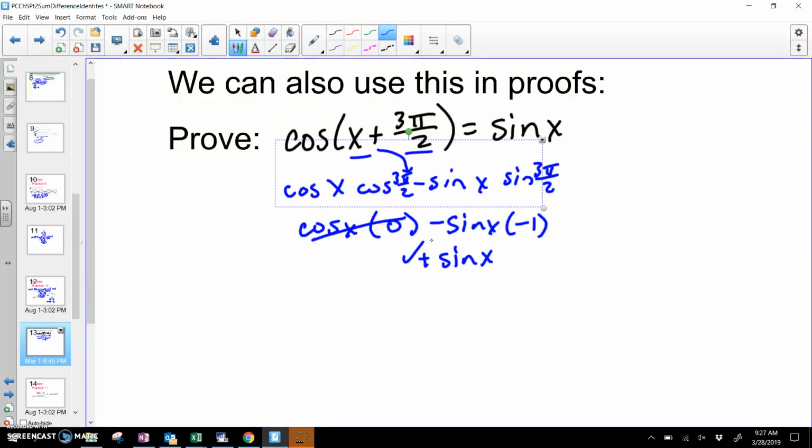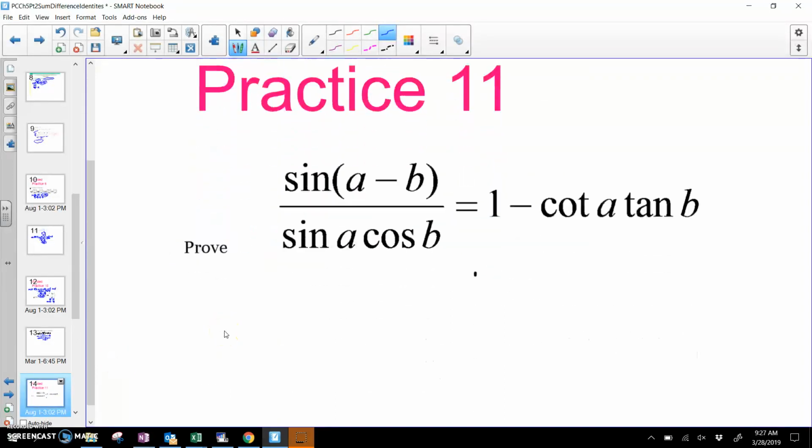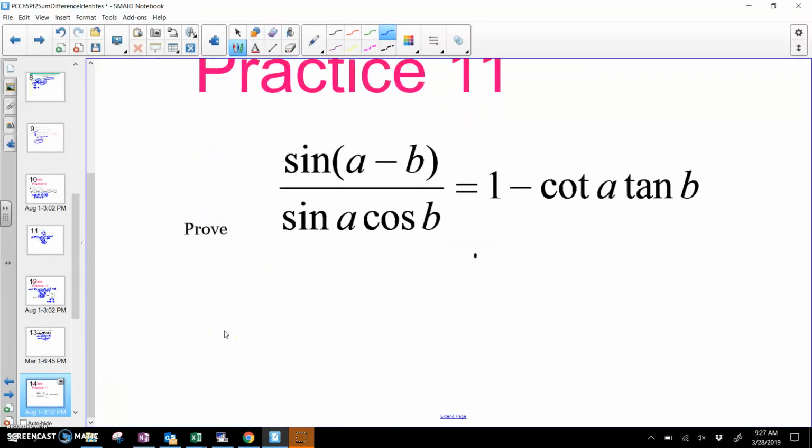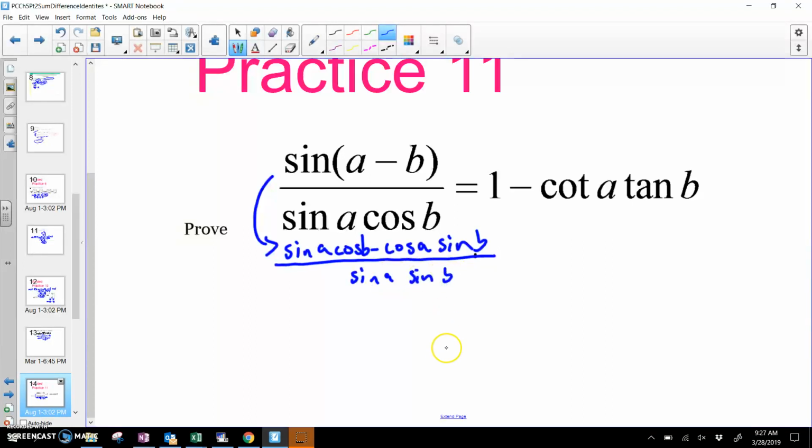Okay, last but not least, I want you to try guided practice number 11. So pause it, try it, and check it. What I did for this one is I used the sine of a difference here: sine, cosine, cosine, sine, and I know that it's minus. So it's sine a cosine b minus cosine a sine b, all over sine a sine b. In this one, you actually had to break it apart as two fractions, and I recognized to do that because of the two pieces here.